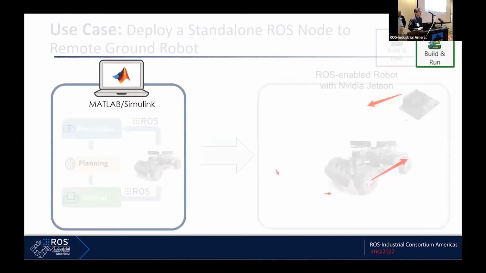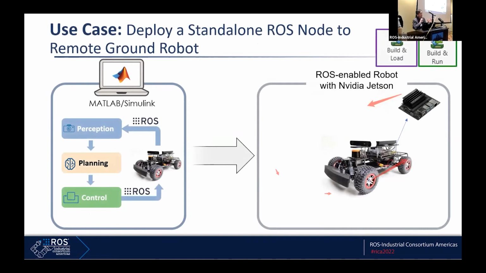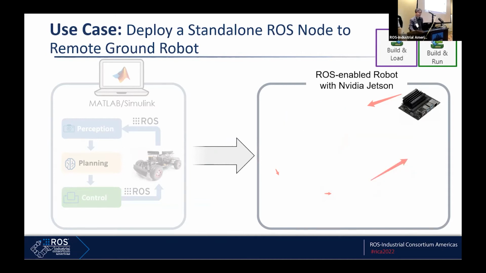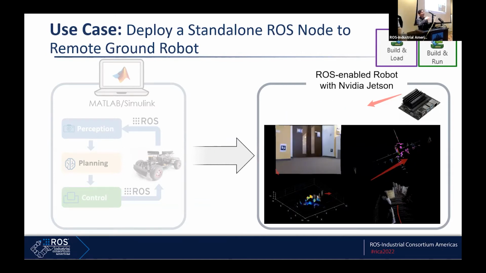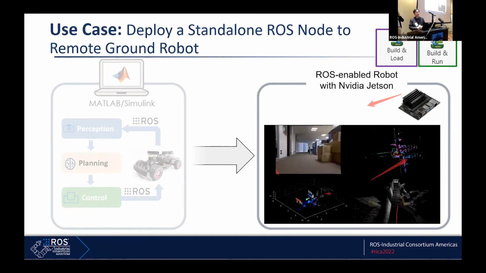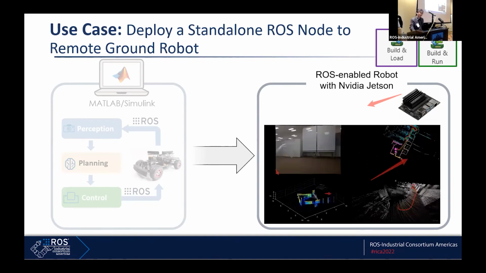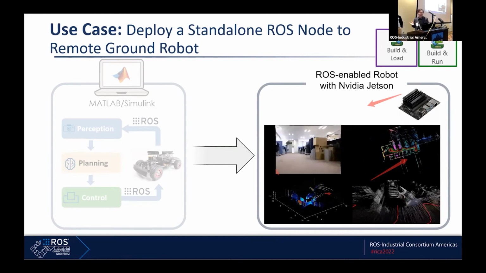Another way to do it is to develop your ROS application in MATLAB Simulink first, on the right-hand side, and then connect to the ROS network to confirm everything is working. Then you can generate your ROS node to the remote hardware, in this case the NVIDIA Jetson GPU board, and run everything, your ROS node, on that hardware. In this case, the SLAM algorithm is running on the hardware to navigate through your environment. Okay, so that's my part.